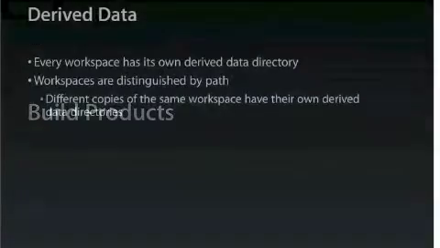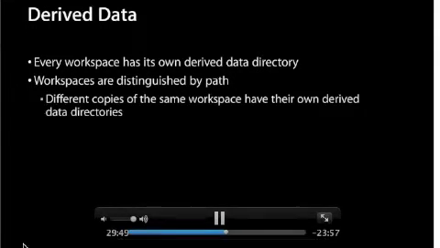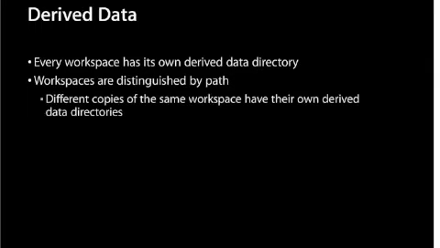Thanks, Mirza. I'm going to show you how you can work with and customize your build products. But first, let's talk a bit about where they go. Every workspace has its own derived data directory, and that's where we put derived data, your source code index, your build logs, your saved window state, and your build products and intermediates by default. Workspaces are distinguished by path. So if you have multiple copies of the same workspace, they actually get their own derived data directory because they're at different paths.